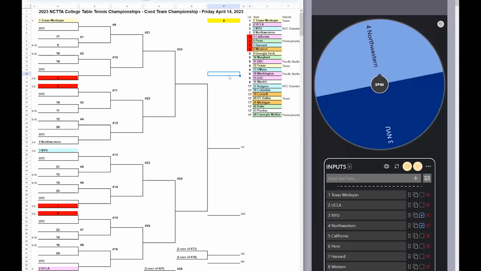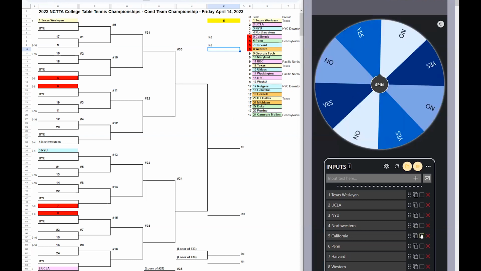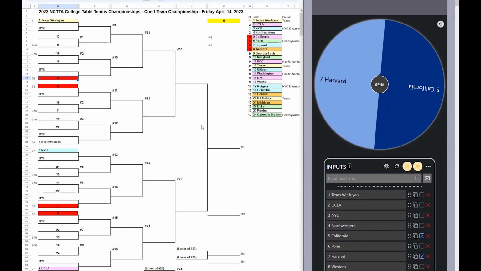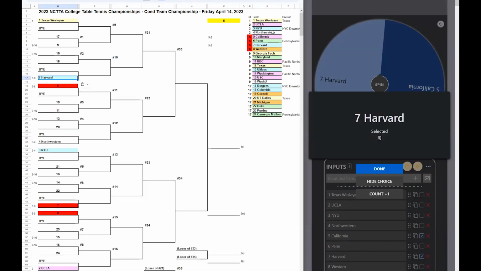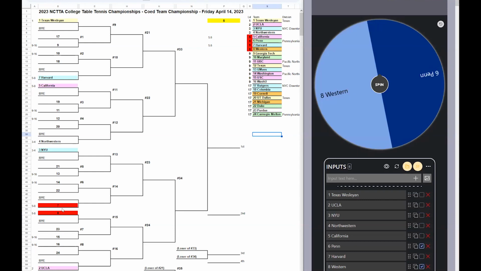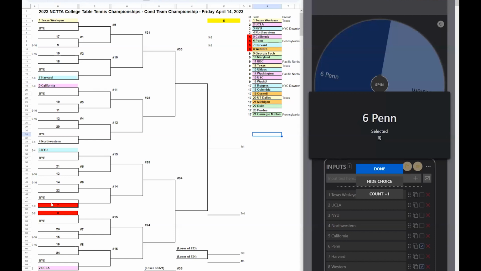Okay, next level. These 4 teams are seed level 5. California can only be in positions 5 and 6. Harvard also can only be in positions 5 and 6. So we will draw them first. Cal and Harvard, we will decide which of them takes position 5. Barely Harvard. That means Cal is position 6. Penn and Western are drawn into the other positions. So we will decide who takes position 7. Barely Penn. Okay.